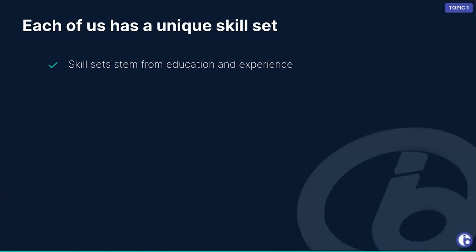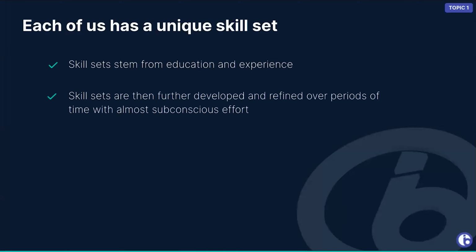Second time you build the table, you don't need the instructions, you're trying to wing it. Third time you build the table, you're beginning to make adjustments to the table yourself because you're going through trial and error. This is almost a form of subconscious education. Now, of course, comes with all of this is experience. Experience is invaluable when it comes to growing skill sets. The longer we do something, the more familiar we become with it, therefore, the more skilled we become. Skill sets are then further developed and refined over periods of time with almost subconscious effort.